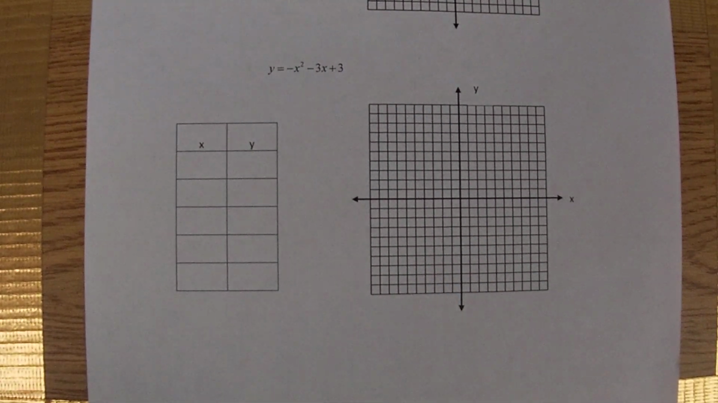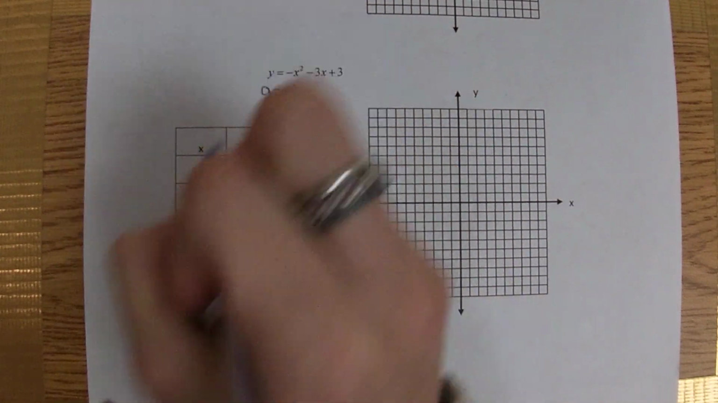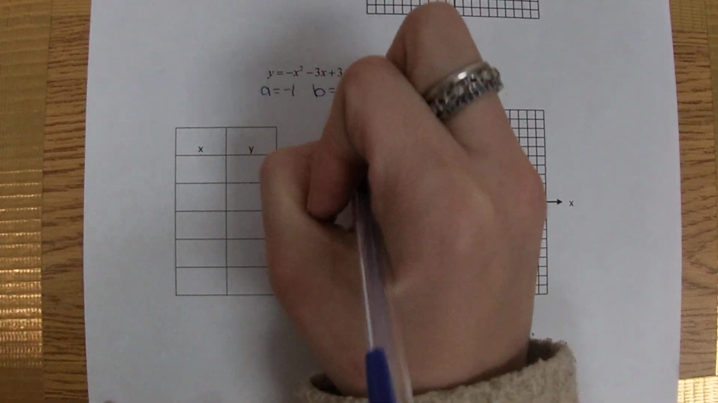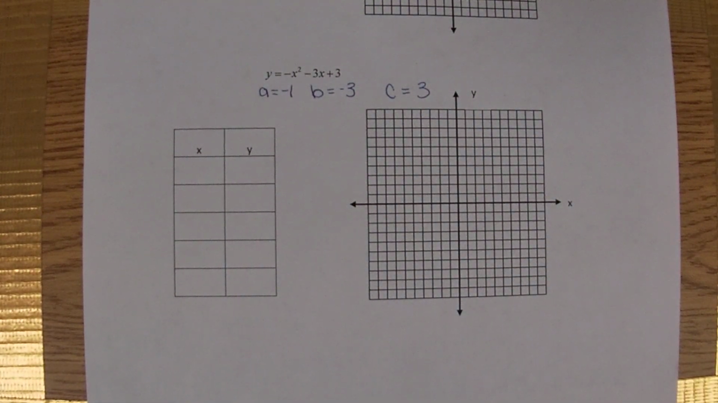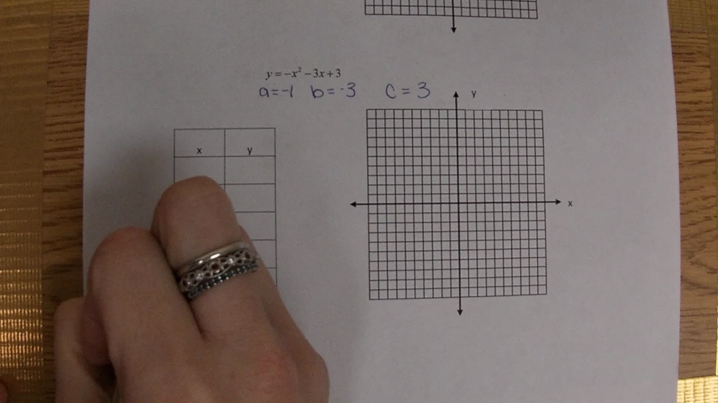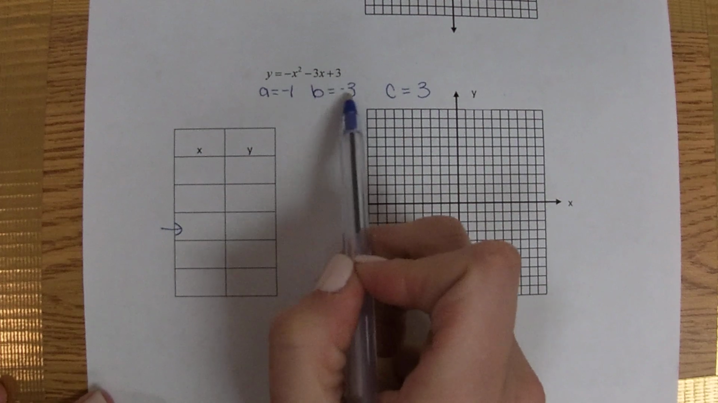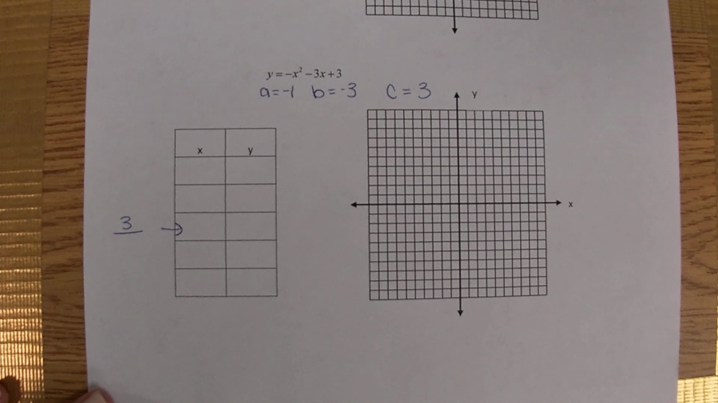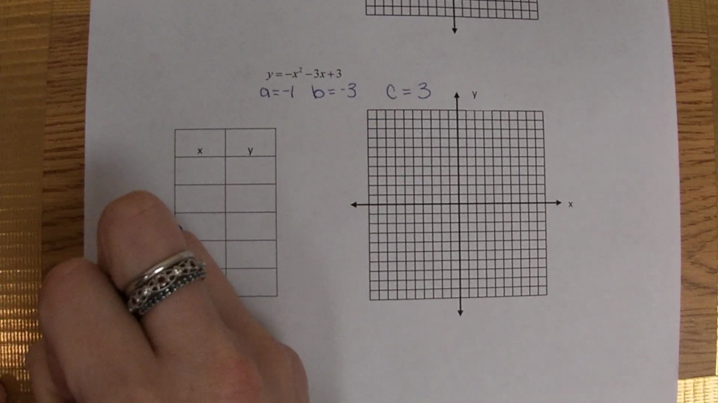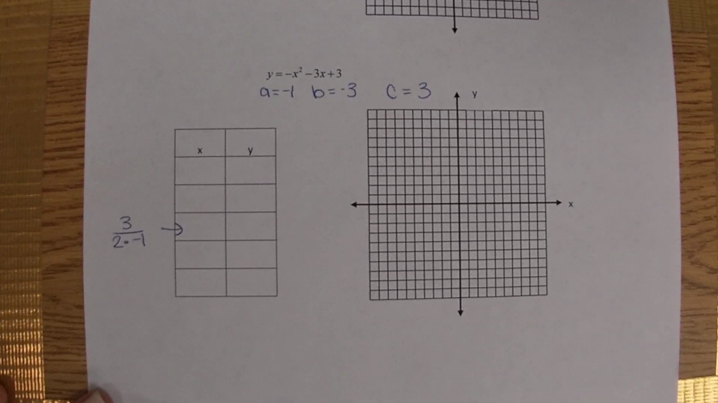Okay, so if we look at this one, okay, A equals -1, B equals -3, C equals 3. Okay, so for our middle point, right, we're trying to do -B. So the negative of -3 is going to make this a +3, just like it did with the quadratic formula. All over 2 times -1. Okay, so now we want 3 divided by -2.